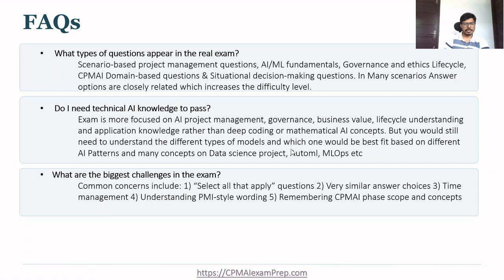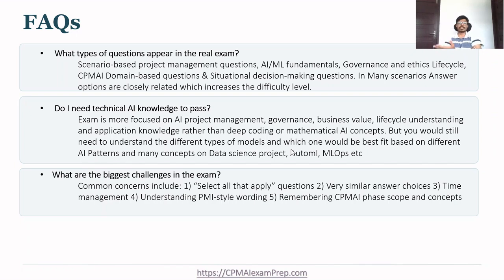What are the biggest challenges in the exam? A common concern is the "select all that apply" questions. That was the most confusing part for me. And there are very similar choices. Out of four, two options you can easily eliminate, but two will be very close to each other. So that's one of the tricks you may need to use: use the strike-through, or whatever gut feeling you get first, go with that.